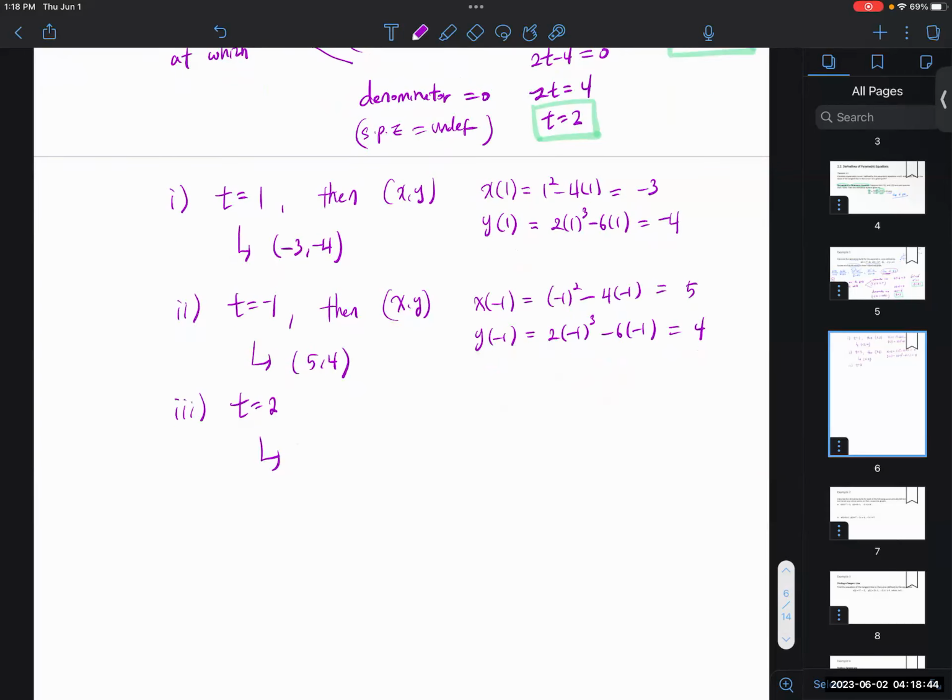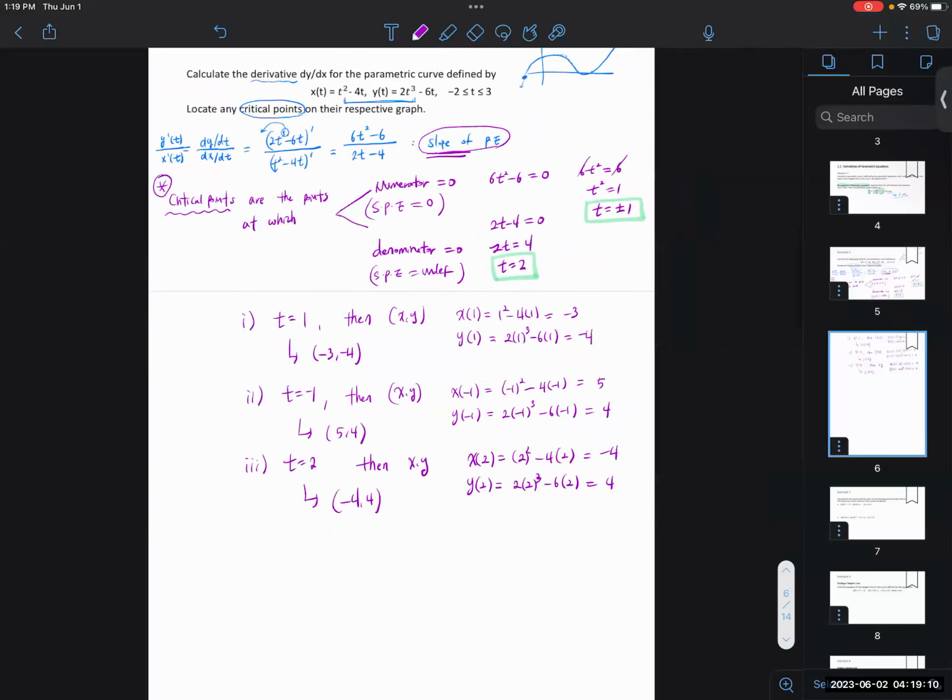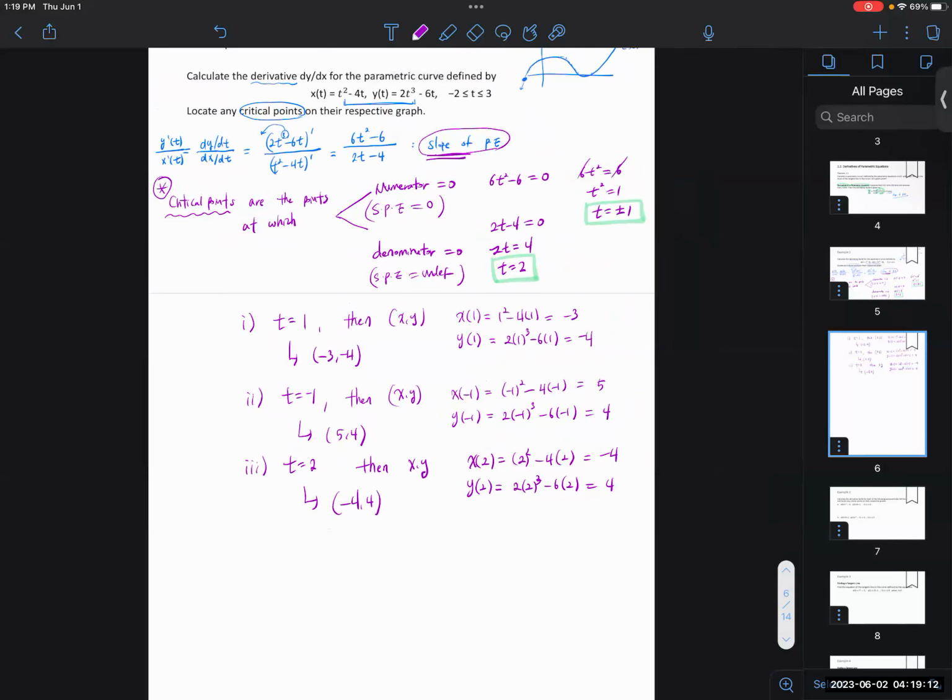And then the last one, we're going to find the critical point when t equals 2. So x equals 2 squared minus 4 times 2, which is going to be negative 4. For y: 2 times 2 cubed, minus 6 times 2, that would be positive 4. So we have negative 4 comma 4. So those are the critical points, okay?